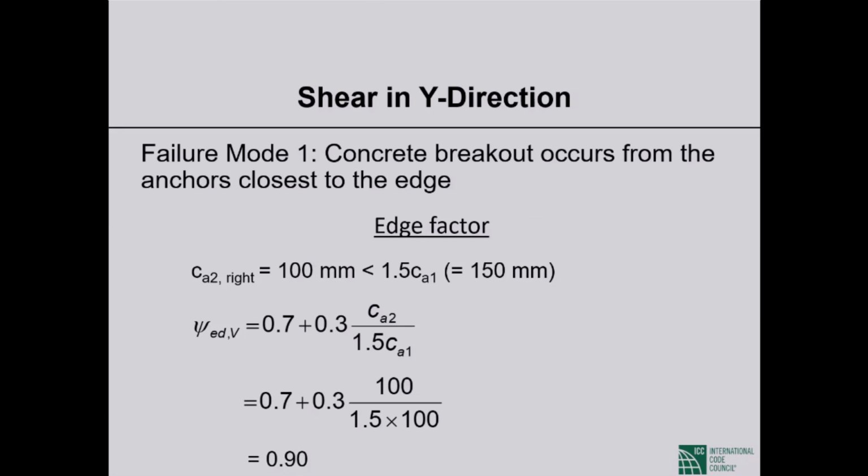The edge distance correction, C sub A2 to the right is 100 millimeters, which is less than 1.5 times C sub A1. So edge distance correction is 0.7 plus 0.3 times C sub A2 of 100 over 1.5 times C sub A1 of 100. That gives us 0.9. That is the edge distance correction.